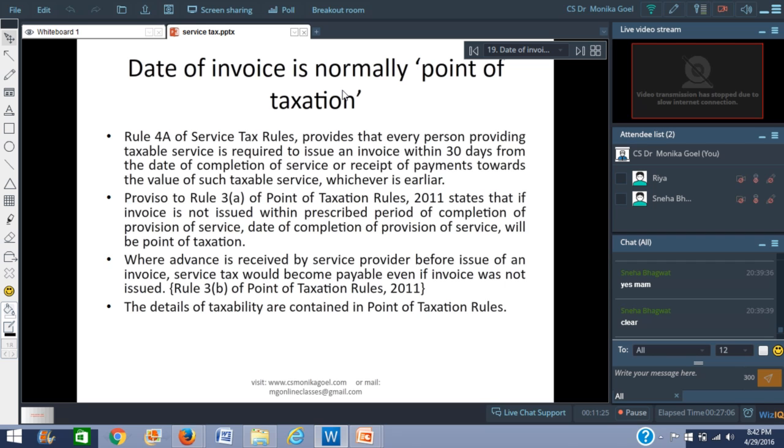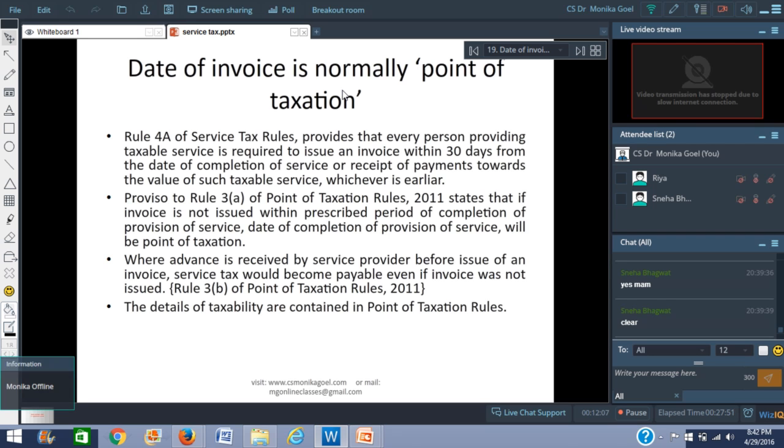In general, Rule 4A of the service tax rules provides that the service tax should be charged and the invoice should be raised not later than 30 days from the date of completion of service or receipt of payment, whichever is earlier. So if you have received the payment or provided a service, within 30 days you have to issue an invoice. And if the invoice is not issued within the prescribed period of 30 days, the date on which you provided the service will be considered as the point of taxation.